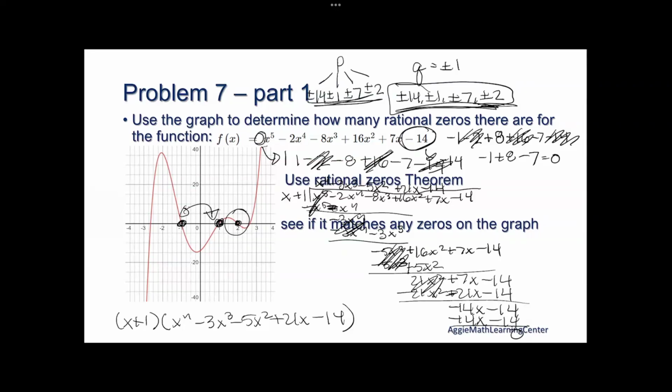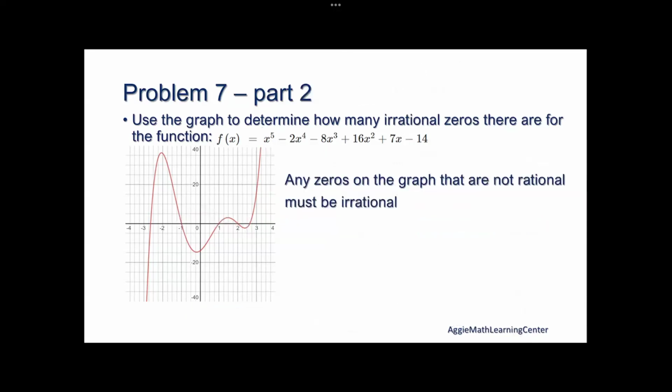So what we found is that out of our 5 possible roots, remember there have to be 5 roots from the fundamental theorem of algebra, we know 3 of them are rational. So if we want to determine how many irrational zeros there are, we already found that there are 3 rational ones.